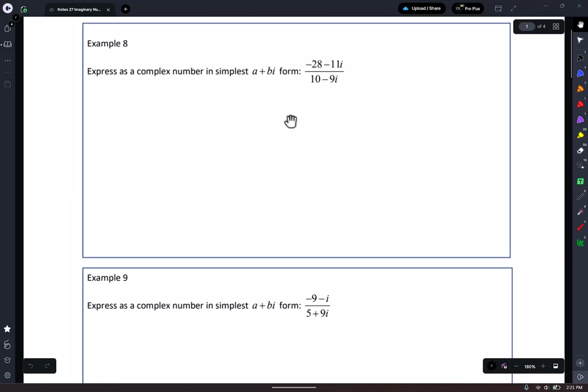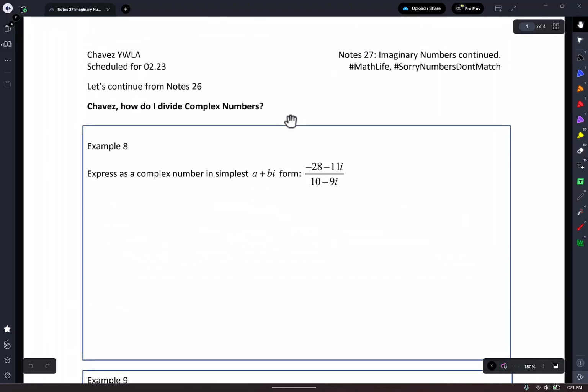All right, here we go, guys. How do you divide complex numbers? Well, it's not actually dividing, and I know you can use a calculator, but try not to use a calculator. The way you do it is we're going to multiply by the denominator's conjugate. Do you guys know what that word means, conjugate?